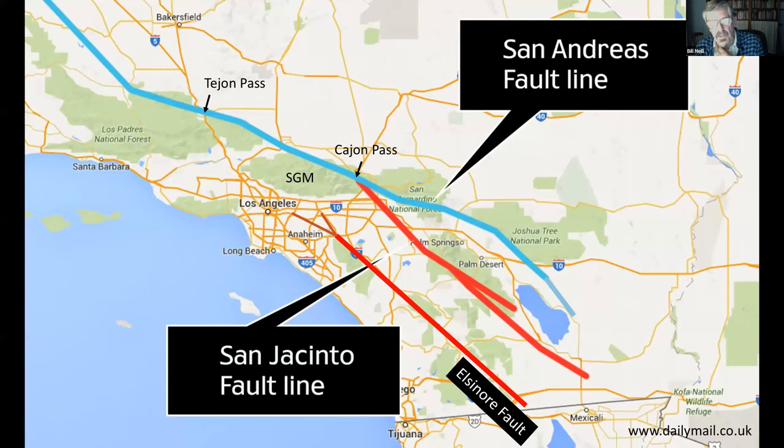Here's another map showing the San Andreas in blue, ending around the south end of Salton Sea. And then we have the San Jacinto Fault, which goes up from Anza-Borrego State Park and then past Hemet. And it ends up going through Lytle Creek Canyon. And then it merges with the San Andreas Fault there.